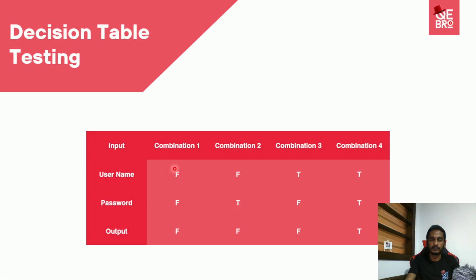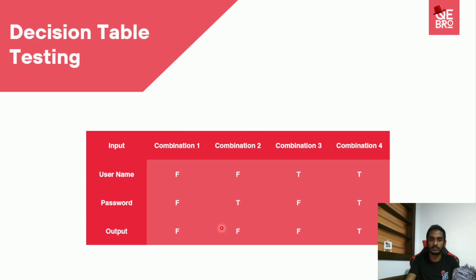In this combination, username incorrect and password incorrect, it's obvious the output should be login failed. Next one, username incorrect, password correct. Again, the output is login failed. Username correct, password incorrect. Output is login failed. All these 3 combinations are negative scenarios, and the last one is the positive scenario, the positive test case: username correct, password correct. In that case, login passed. So this is how you can create a decision table or a cause effect graph for your test design.